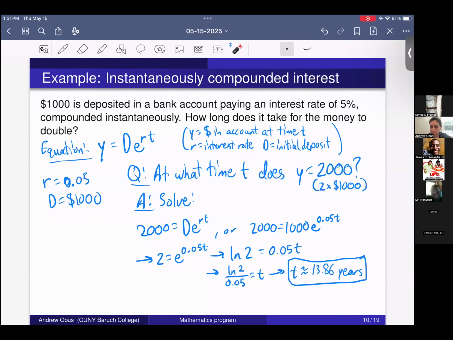Can it be used to solve for the initial deposit if the compound interest is given? Yes. So if you know how much you have at a given time, then yes, you can use that to solve for D. As long as you know the interest rate and you know the time and you know how much money is there, then you can use that to solve for the initial deposit. Absolutely.